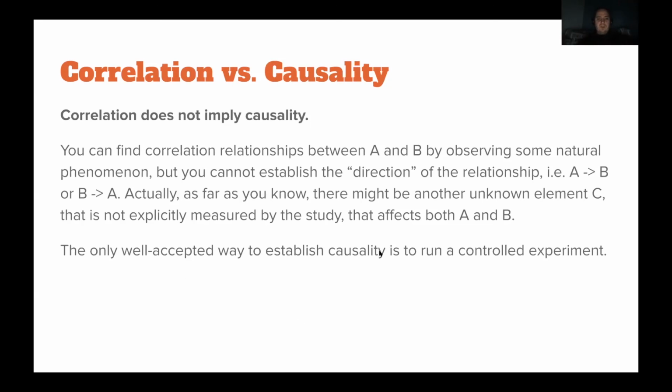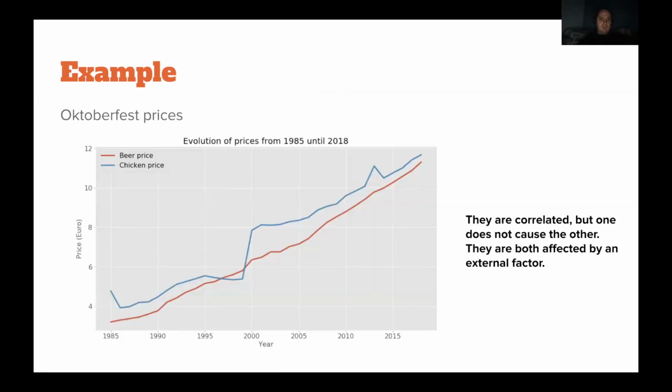The only well-accepted way is to run a controlled experiment, which is much more complicated than just observing some variables. And we're going to talk about this in the next few slides after this one.